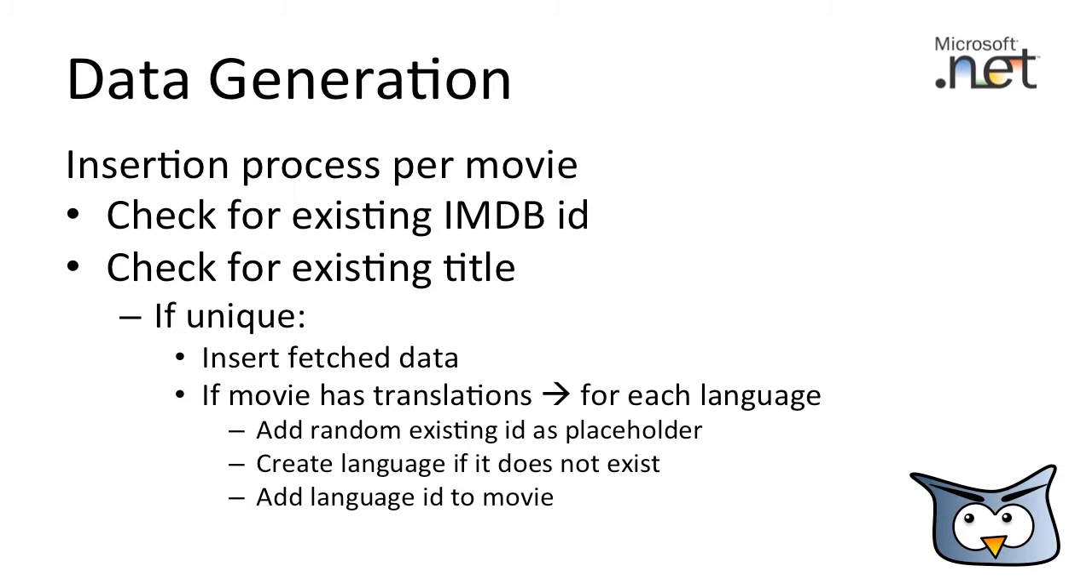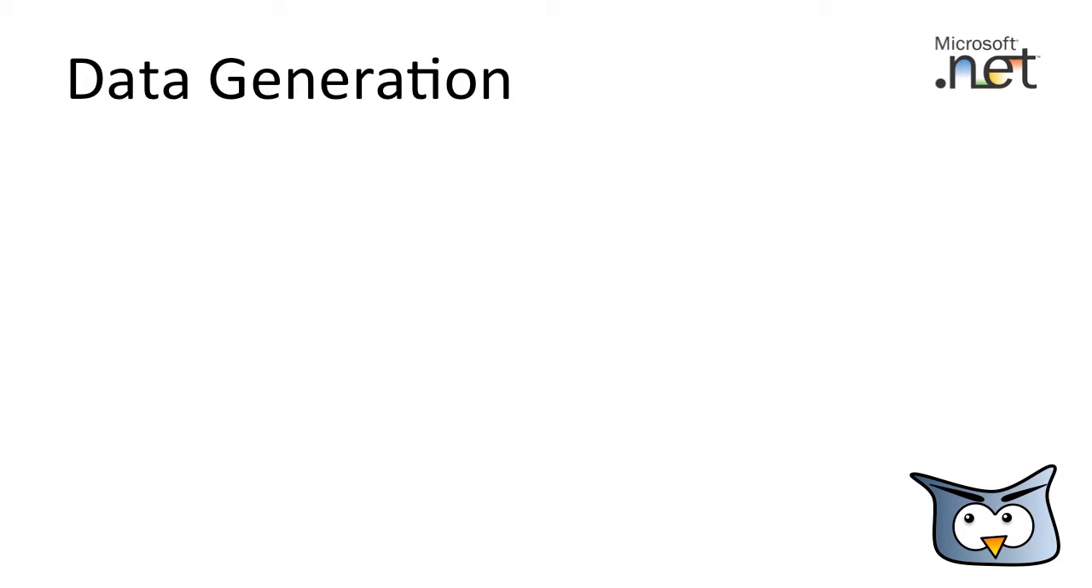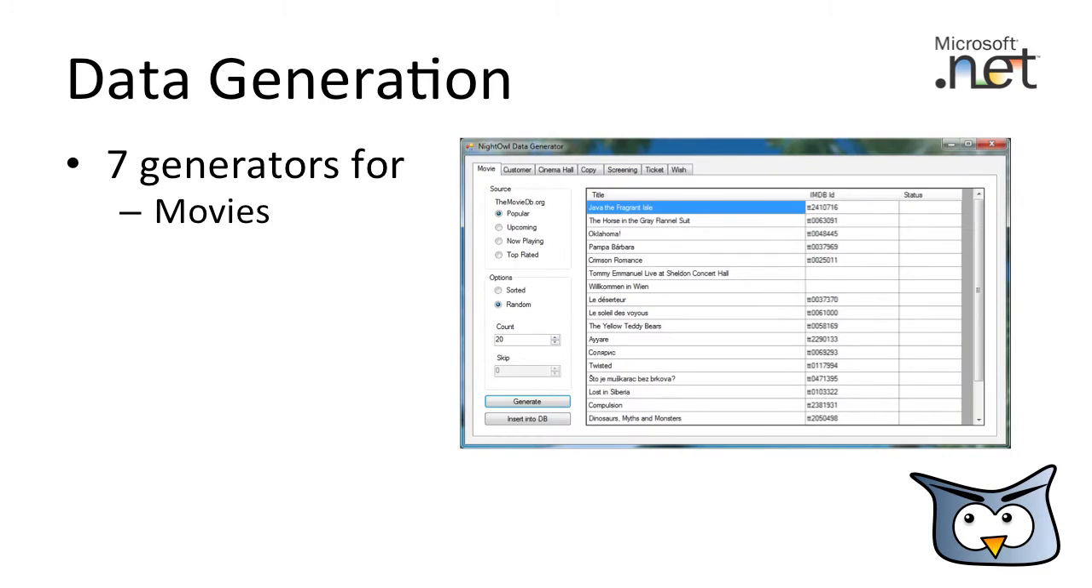For all tables that were not covered by our external sources, random data was generated. 7 generators were set up, which allowed us to control the generation and collection parameters for both random and external data. As mentioned before, movie information is retrieved from the moviedb.org. It is possible to choose the movie list that should be used, whether the movies should be in order or randomly sorted, and the amount of movies that are collected.